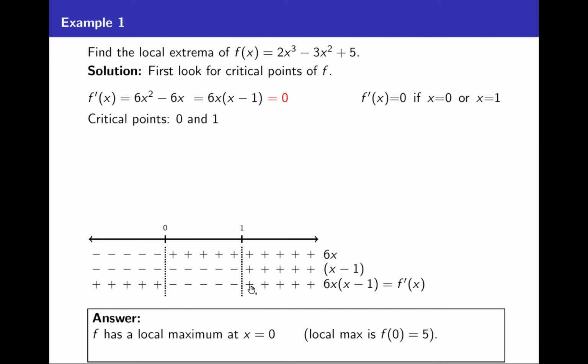But notice also we have a change of sign of the derivative at x equals 1. It changes from negative to positive. And the first derivative test tells us then that f has a local minimum right there at x equals 1. So let's record that down here. F has a local minimum at x equals 1. And remember that minimum is technically a y value. It would be f of 1, which is 2 times 1 cubed minus 3 times 1 squared plus 5, or 4. So the local minimum is f of 1 equals 4.